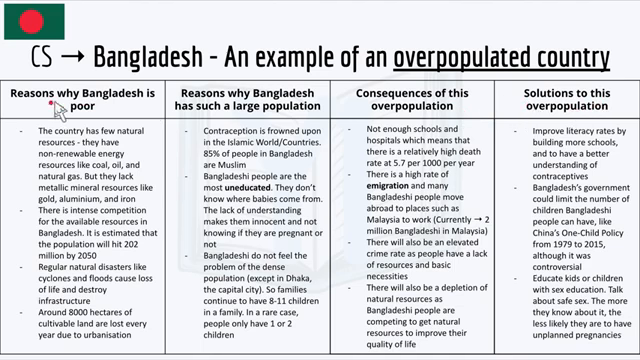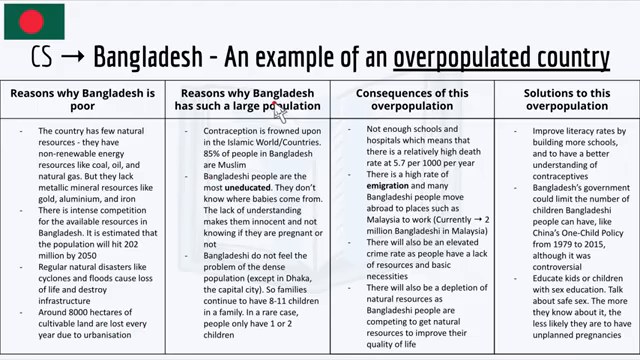So number 1, why Bangladesh is poor. The country has few natural resources, and there's intense competition for the available resources in Bangladesh. And regular natural disasters like cyclones and floods cause a loss of life and destroy infrastructure. And around 8,000 hectares of cultivable land are lost every year due to urbanization.